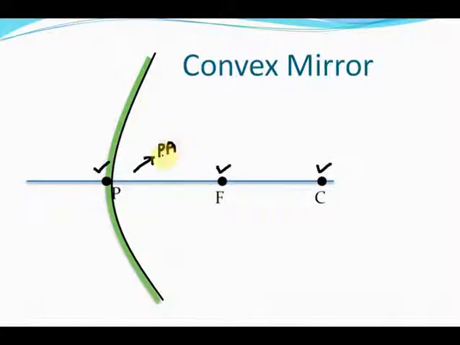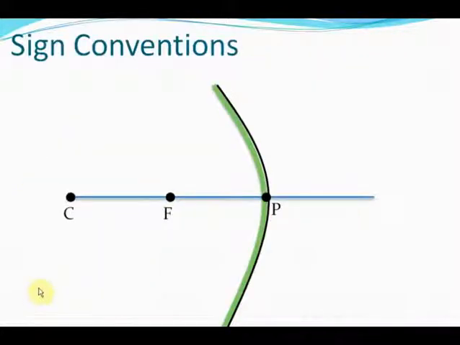Now what we'll really do in this chapter is study exactly what happens to rays when they are incident on a concave mirror and a convex mirror. So for example, if rays are coming like this here, what will happen? Where will these rays go? That's what we'll study. But before we study all that, we'll have to learn about sign conventions.